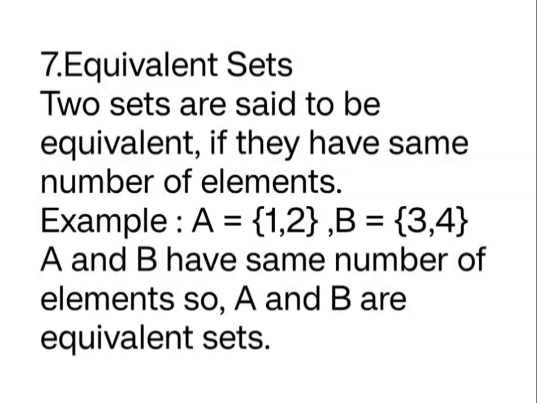Next type of sets is equivalent sets. Two sets are said to be equivalent if they have same number of elements. Example is set A equals {1, 2}. Set B equals {3, 4}. A and B have same number of elements, so A and B are equivalent sets.